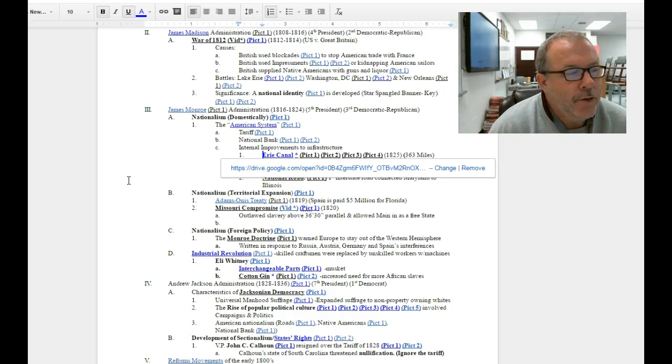This concludes Unit 4, Period 4, James Monroe's presidency, and the territorial expansion that occurred through nationalism, expansion of nationalism in this period.